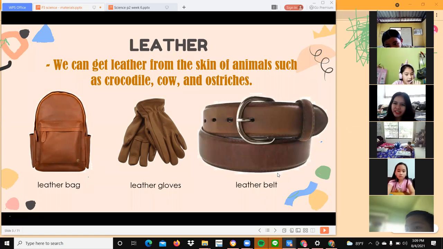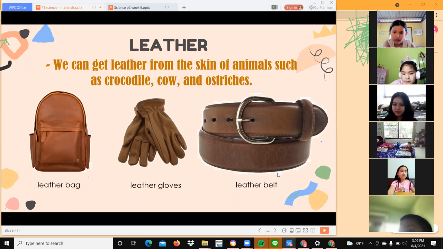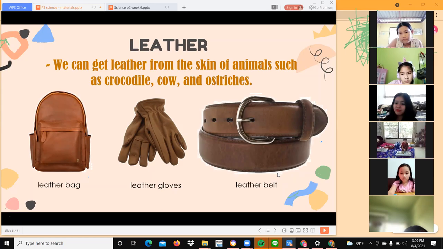What are the things you observe about leather? What can you say about leather? About the texture and the color, what do you think? Do you think leather is expensive? Yes or no? Yes, it's expensive. They have a nice texture as well. They are original. That means when you have leather, it's expensive.